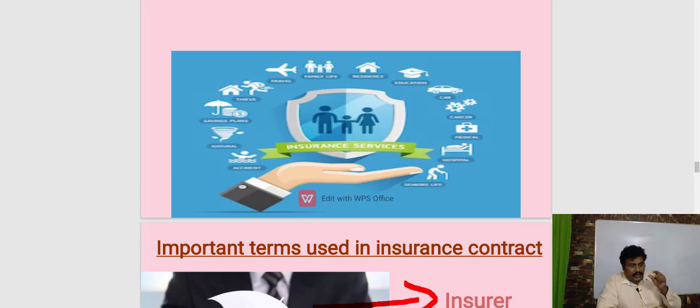Like suppose I'm transferring my goods, I'm sending my goods from Varanasi to Chennai. Anything can happen between Varanasi and Chennai. When goods are on the way, anything can happen. They can be stolen, there can be an accident, they can be damaged, anything. So for covering that loss, we have a service, insurance service.